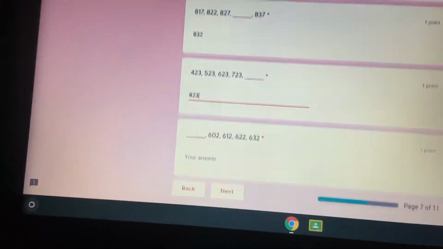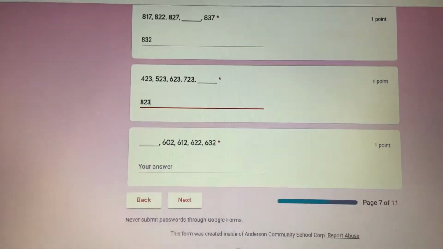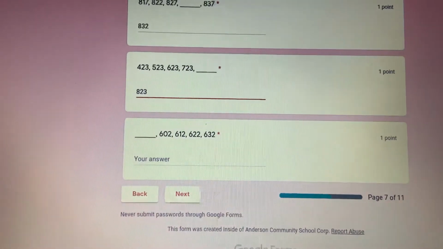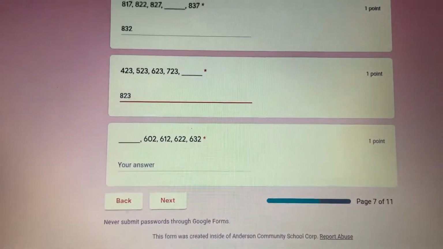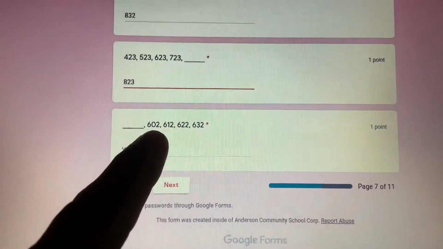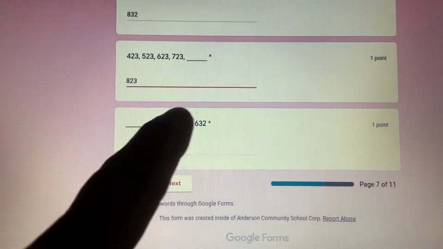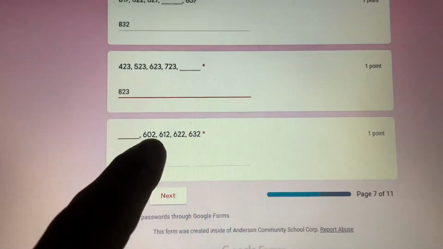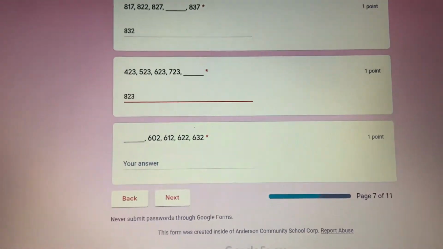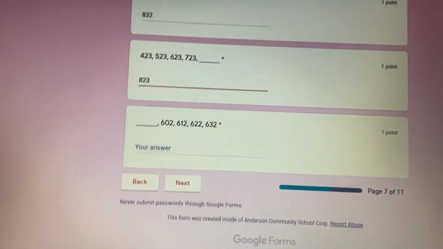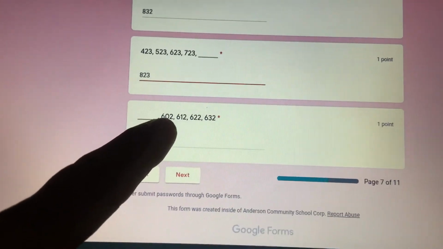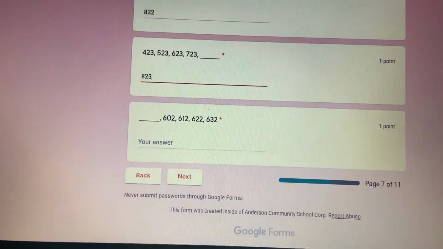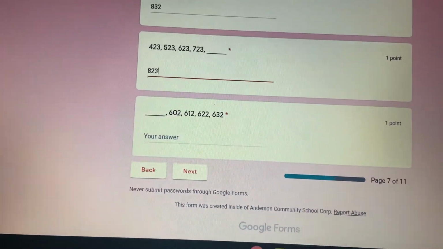Now the next one's a little bit tricky because it's the first number that's missing. So we're going to have to go backwards a little bit. But we can look over here and see this is 602, 612, 622. So I can see that my only digit that's changing is the tens place, and it's going up 1. But my digit here is a 0. How do I go back 1 ten?